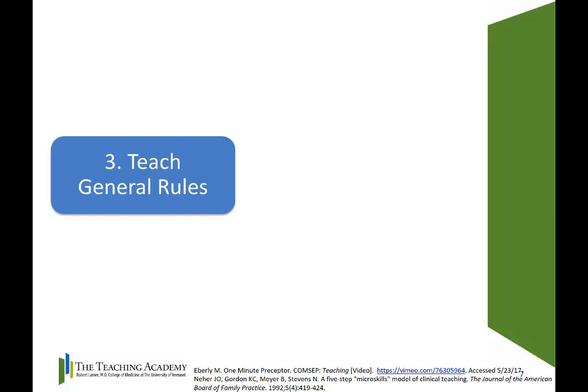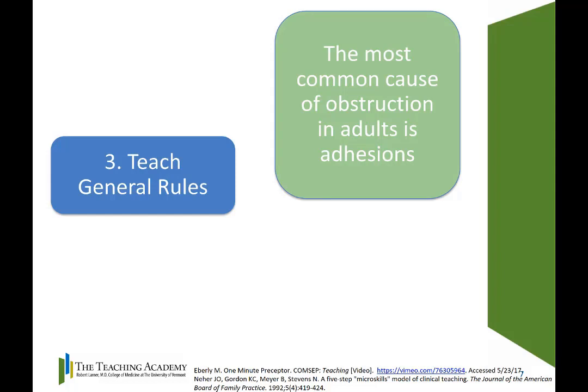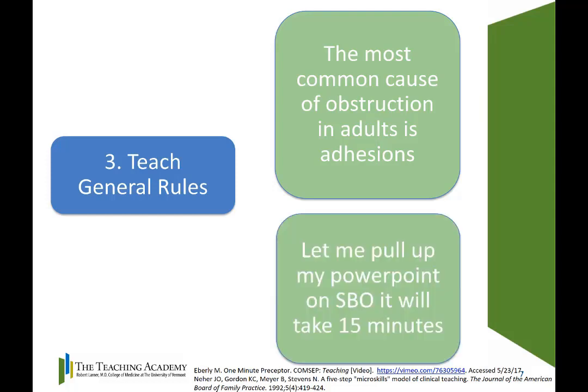Teach general rules. You can now teach in a targeted fashion. For example, the most common cause of obstruction in adults is adhesions. Try to keep it to a few pearls and avoid overloading the learner with a long, exhaustive lecture. If they truly don't know anything about a small bowel obstruction, after probing for supporting evidence, it may be necessary to advise them a reading topic.